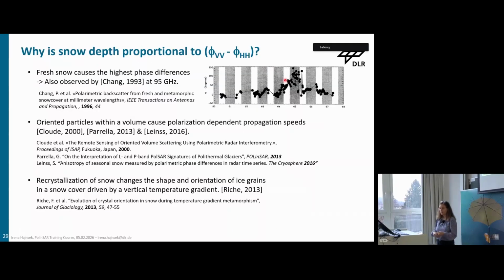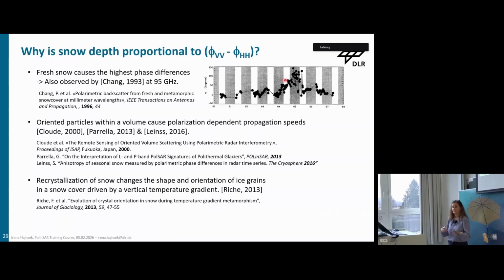Okay, so why is this parameter now related to snow depths? Because I promised that what we do with the copol phase, or the CPD, is to estimate snow depths. And several studies have been reported on this snow depth estimation, or the sensitivity to snow depth. So one is from 1996, you can see here, where an experiment has been done using very high frequency data, so 95 gigahertz, for example, here.